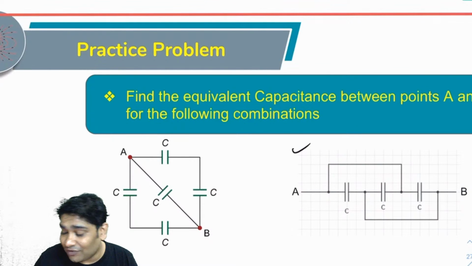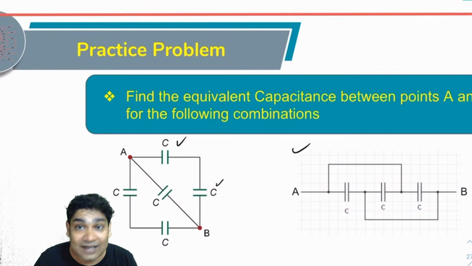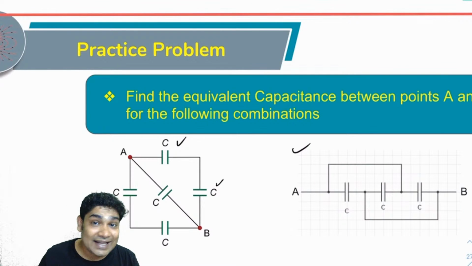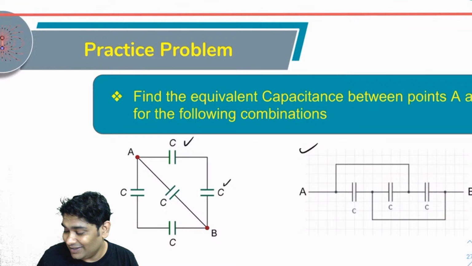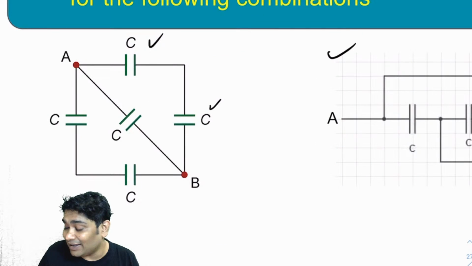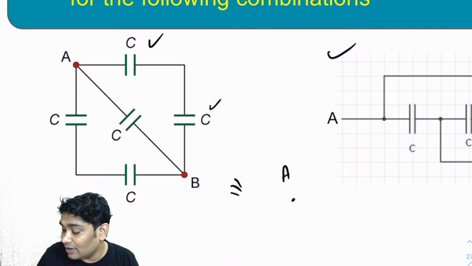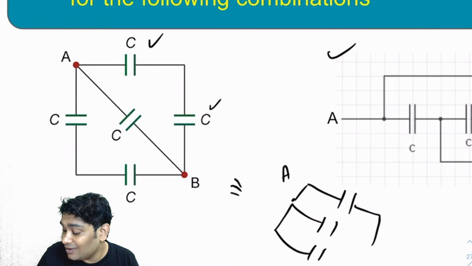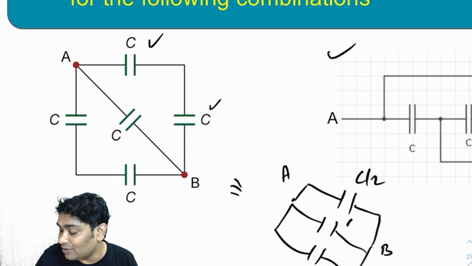This is very, very straightforward. This is C and C in a series. So in series, C and C will become C by 2. Alright, so this is very, very simple. I can straight away draw this equivalent. This is A. I can replace this by C by 2. Then C. Then C by 2 and have B. So this will become C by 2, C by 2.